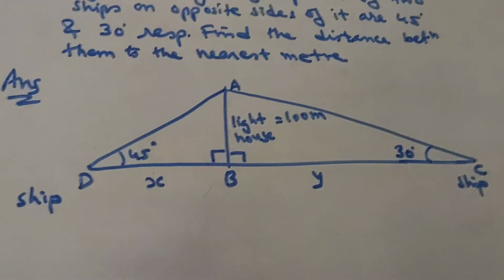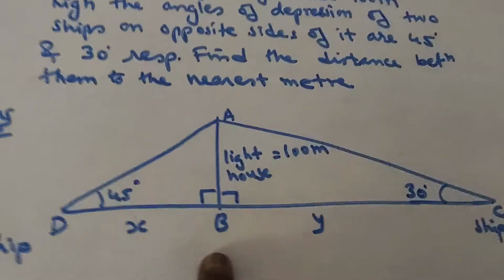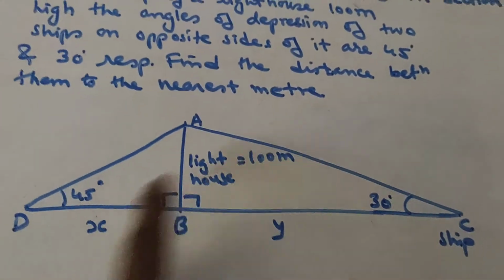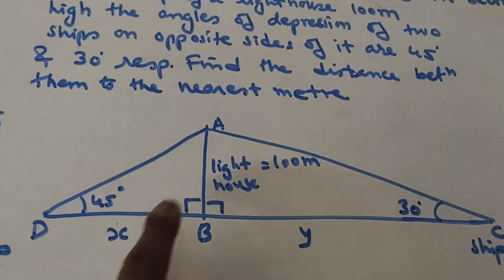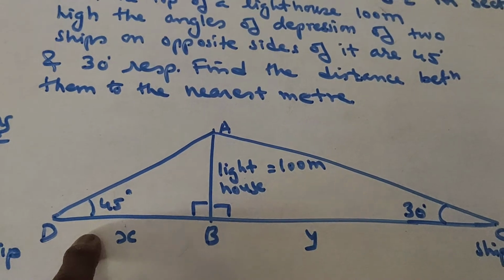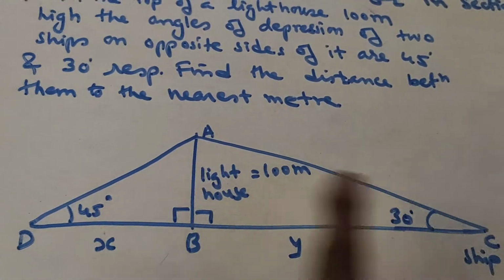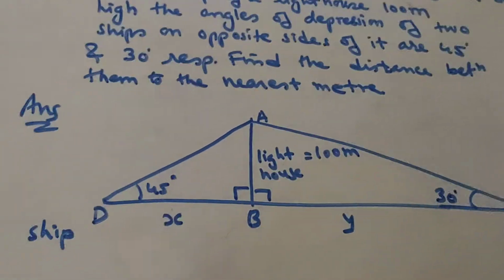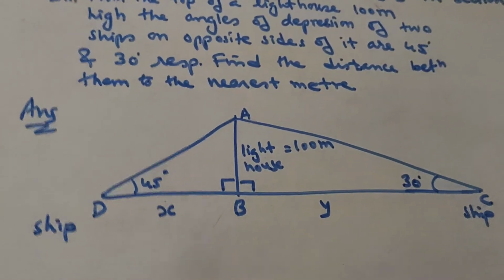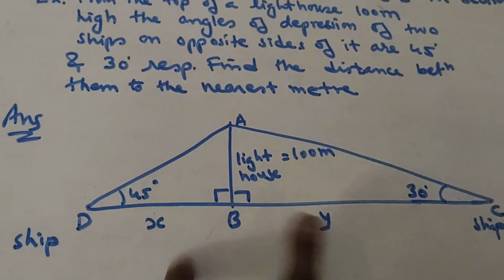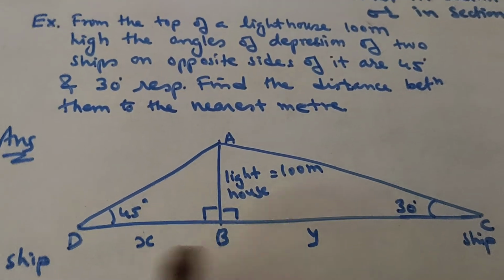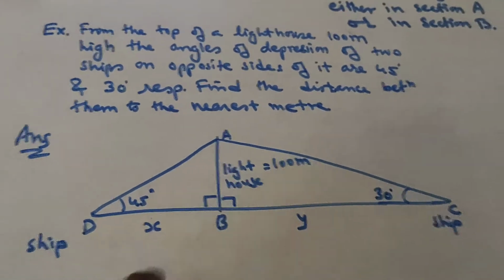So the diagram will be, AB is the lighthouse, ship D and ship C are on the opposite sides, and the angle of depression from the top of the lighthouse is one is 45 degree and another one is 30 degree. You can take 30 here and 45 here, doesn't matter because it is not asking for a particular ship. And they are asking us to find out the distance between the two ships. So x plus y is the distance between ship C and ship D.